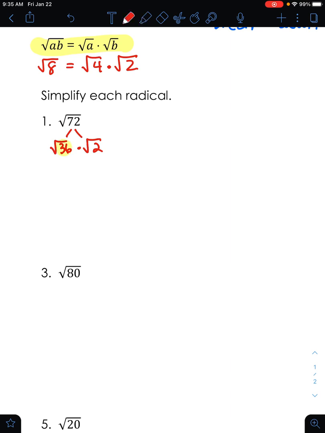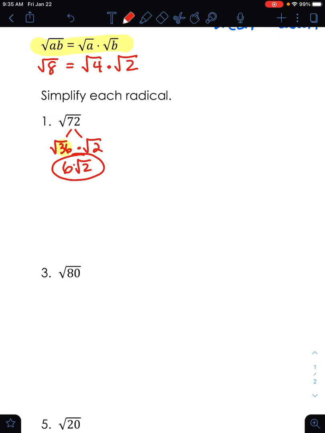This particular factor is a perfect square. So if I take the square root of 36, I get 6. The square root of 2 is a decimal, so it just drops down. You can put the dot there, but keep in mind, when two items are next to each other, it's implied multiplication. So 6 times the square root of 2 is a simplified version of the square root of 72. You could type both of those into your calculator and you'll get the same decimal.